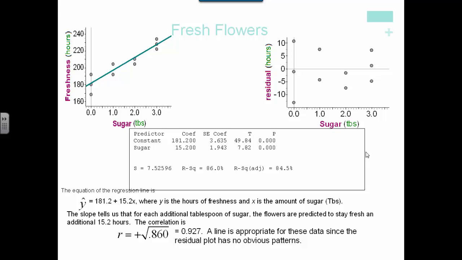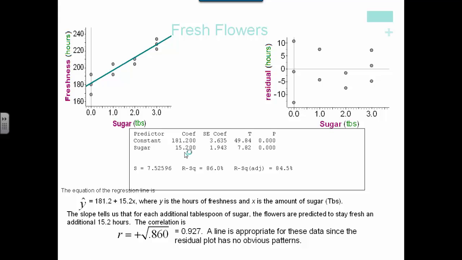Here's another example of, again, looking at a computer output. So we have our values we can read right from the computer output. Our equation of the regression line, y hat equals 181.2, which is right here from the data, plus 15.2, which is right here from the data. That will give us that.